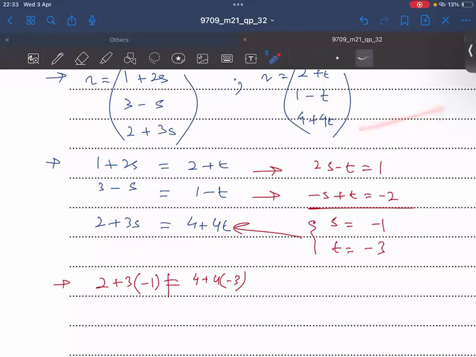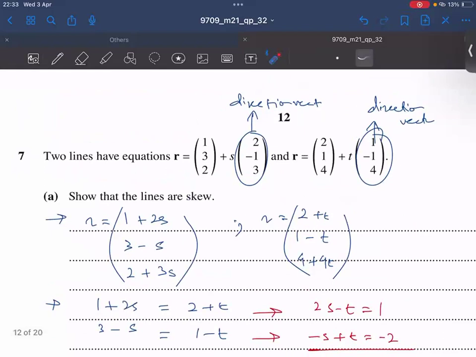They're not parallel. Now, if they are not parallel, there could be two possibilities, because we had already discussed in the beginning of the question that the direction vectors of the two lines are entirely different. The direction vectors are not multiples of each other. So the lines are not parallel. If the lines are not parallel, they are either skewed or they are not skewed.